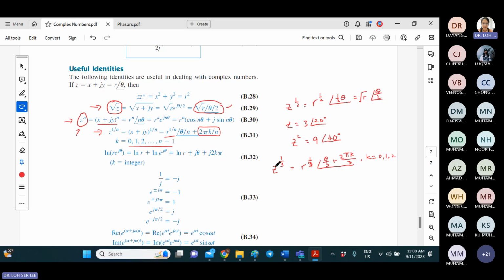That means your z to the power of 1 over 3 has 3 different values, 3 different complex numbers. When k equals 0, you get the first one. When k equals 1, you combine the angle, you get the second one. When k is 2, you combine all this, you get the third one. That means you have 3 answers. If z to the power of 1 over 5, you get 5 complex numbers, 5 roots.